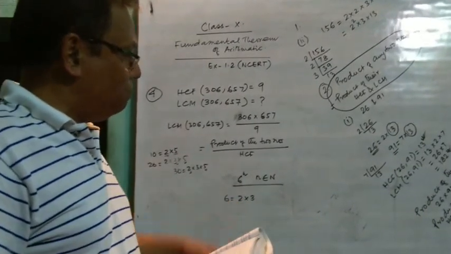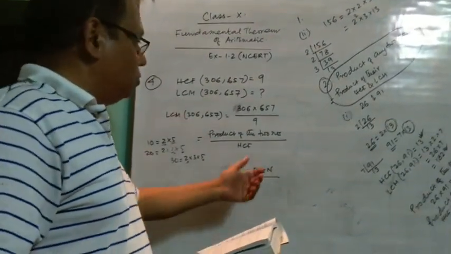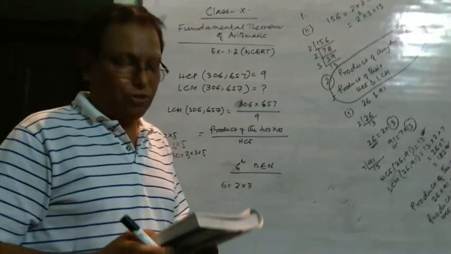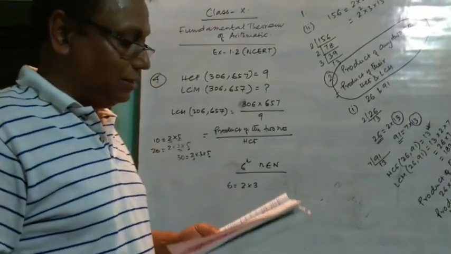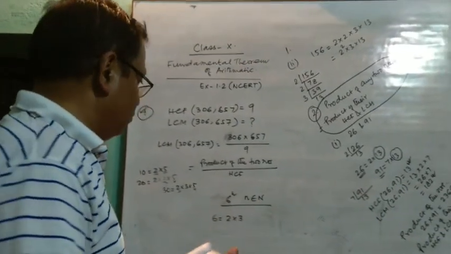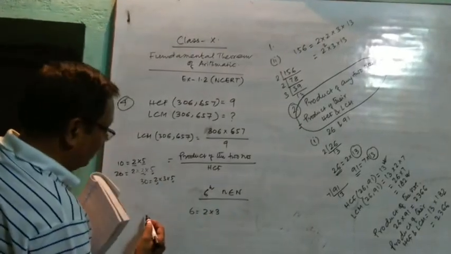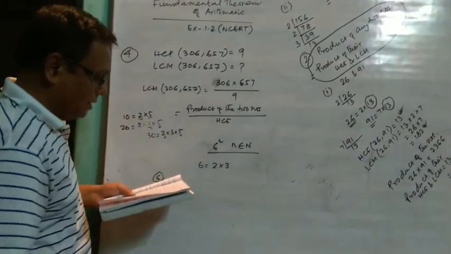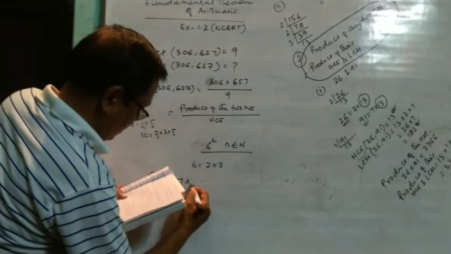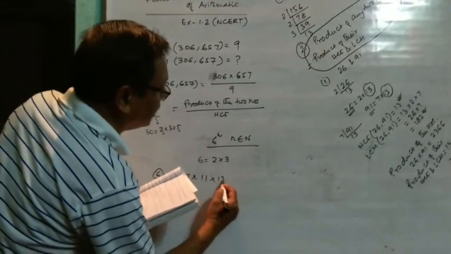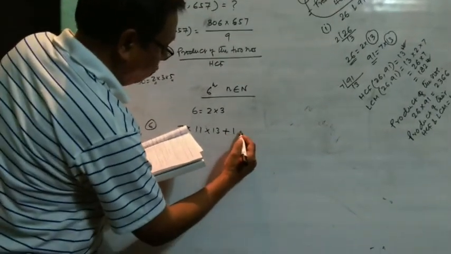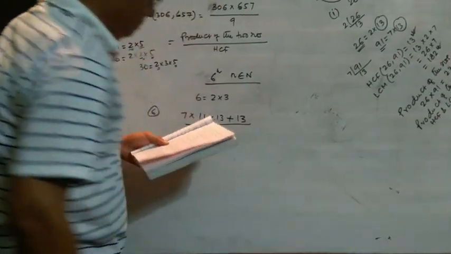Since 5 is missing, therefore 6 to the power n, where n belongs to a natural number, can never end with the digit 0. Next one, question number 6, I will explain. Question number 6: Explain why 7 into 11 into 13 plus 13 is a composite number. One of the two questions I have taken.